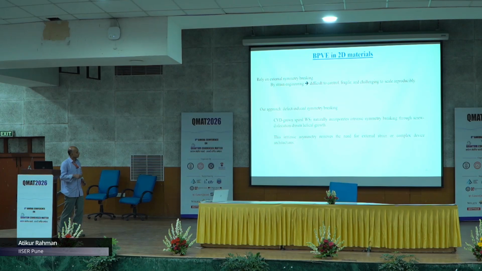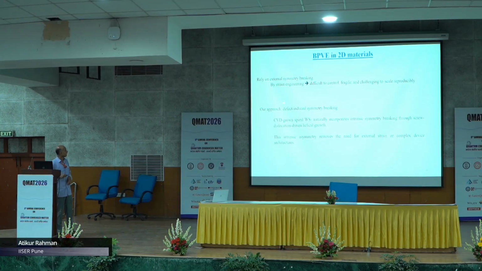Okay, let's go a little faster. So people have observed, or are trying to get, this bulk photovoltaic effect in engineered 2D materials, and the way they generally break the inversion symmetry is by applying strain. However, it's a bit difficult to control the strain, it's difficult to scale up, it's difficult to miniaturize. So all these problems are there.